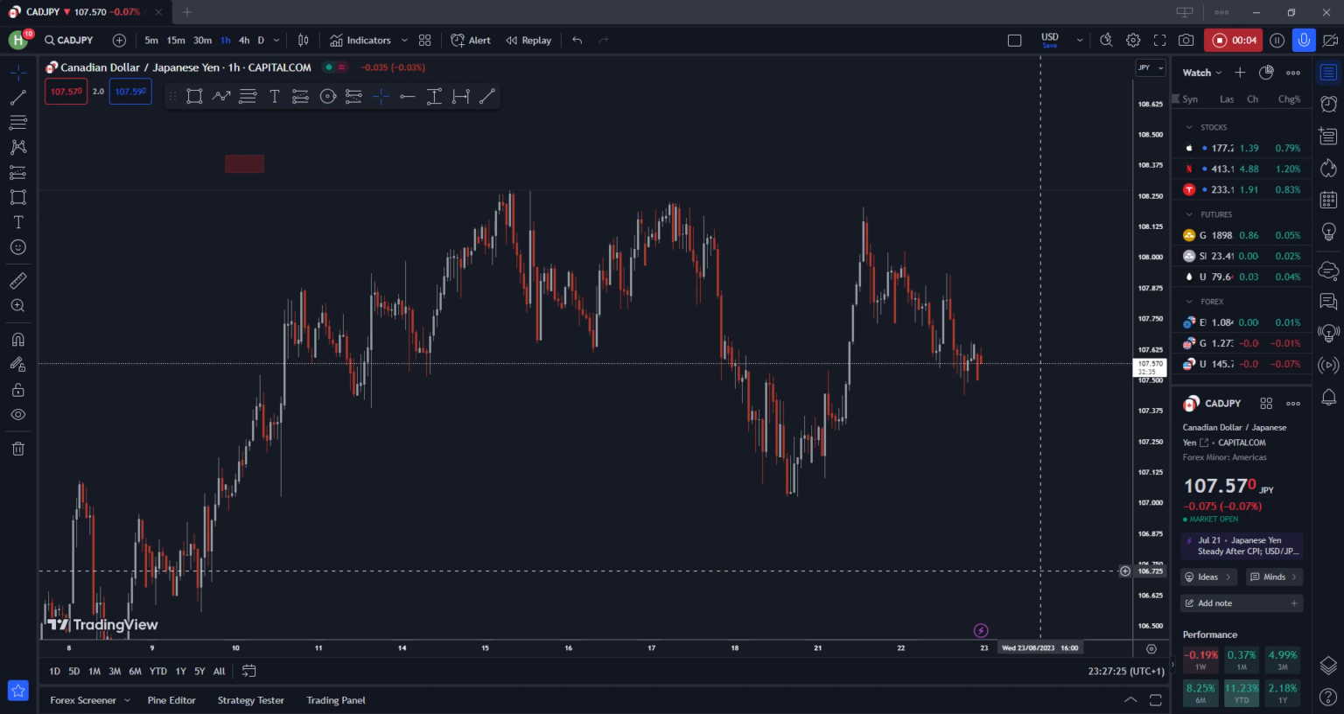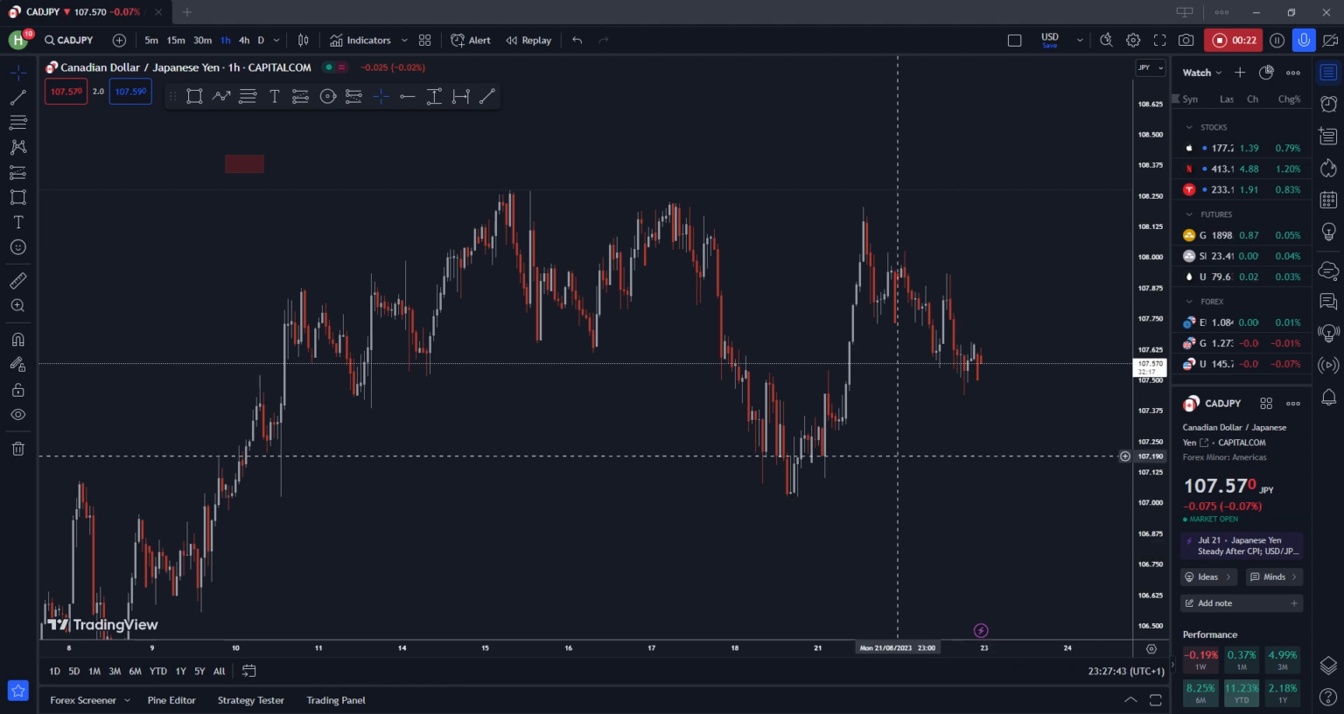Right, guys, welcome back to Hitch's Markets, and today we're going to be doing a breakdown on Canadian dollar versus Japanese yen. I thought this is a really nice example to share with you guys how supply and demand works, and how actually we trade supply and demand. So, without further ado, let's get into it.